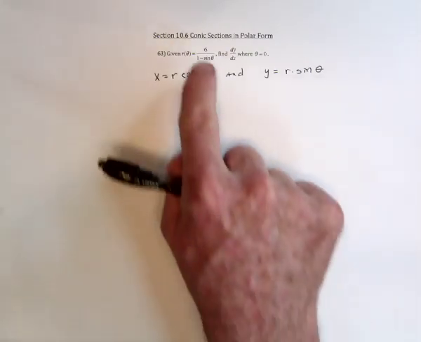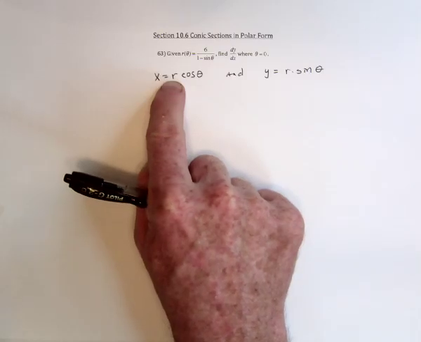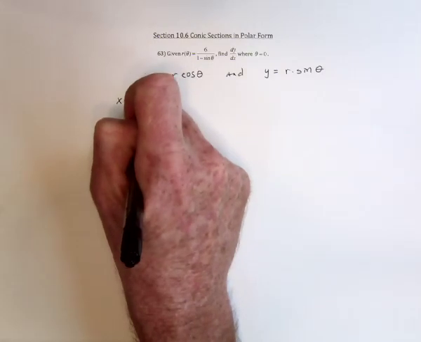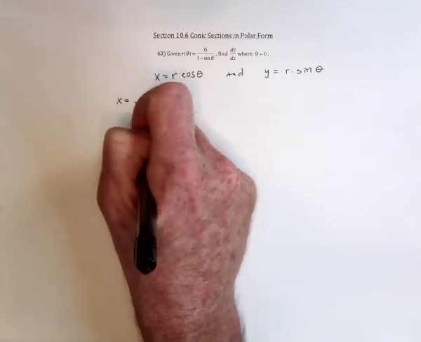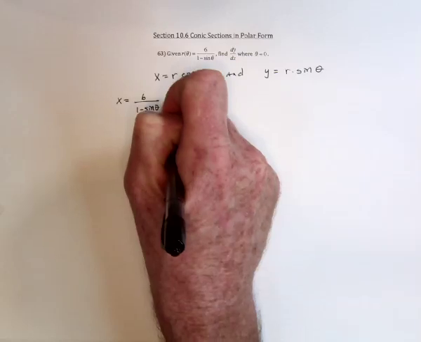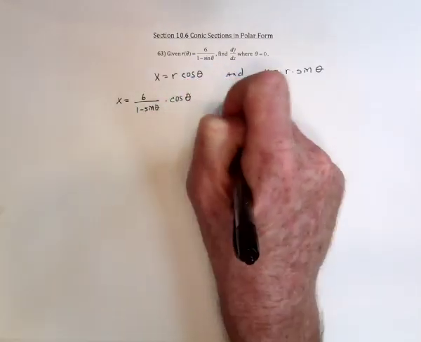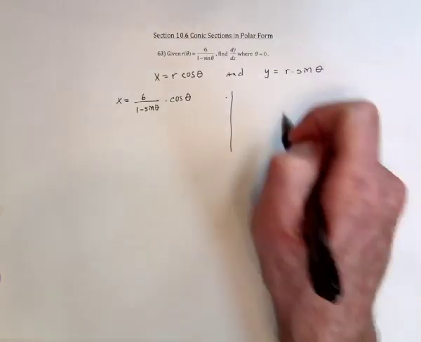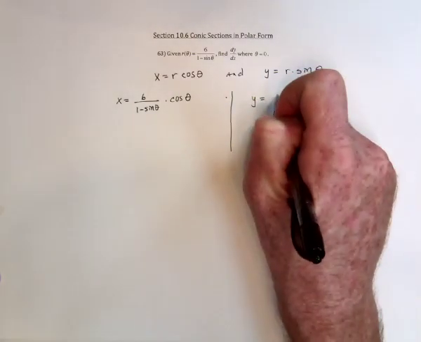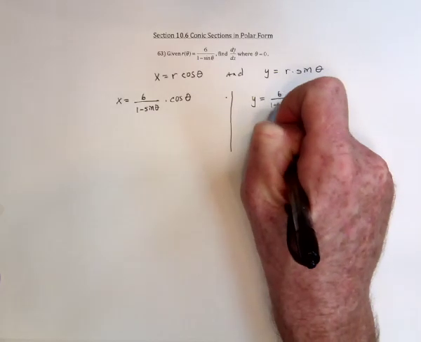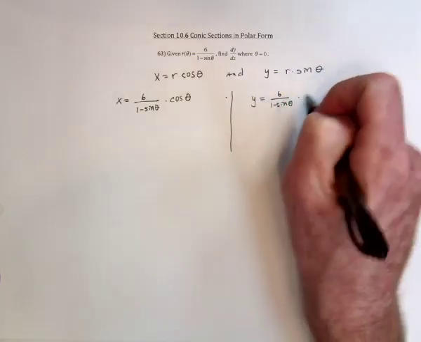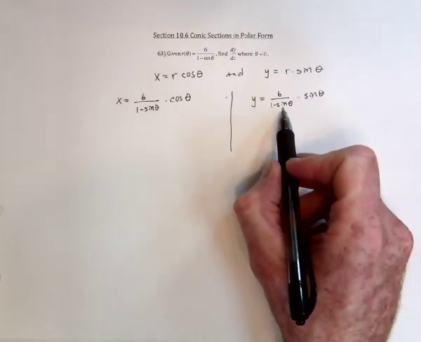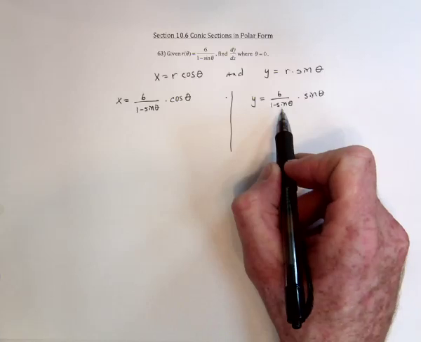Then, in our case, we can take this, substitute it in for r. So x is going to equal 6 over 1 minus sine of theta times cosine of theta. And then just separate these. The y is going to equal 6 over 1 minus sine of theta times sine of theta. And note these cannot cancel out because this one says 1 minus sine, not just sine.